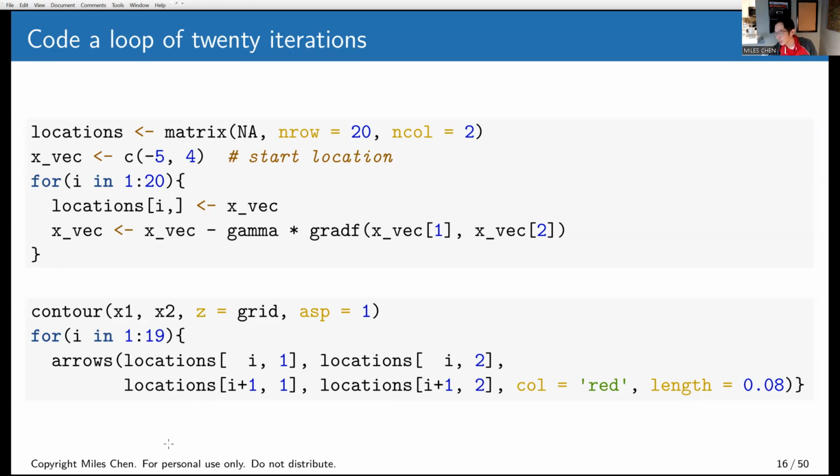The plotting is for i in 1 through 19, basically add arrows from my start location to the end location. You need the start x and y coordinate, and then the end x and y coordinate, so from iteration i to iteration i plus 1, and i goes from 1 through 19 here. So this part's just the algorithm.